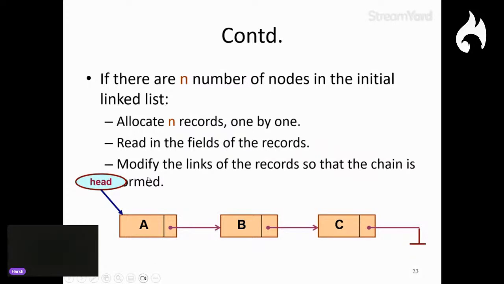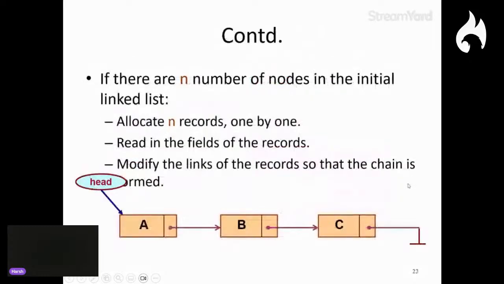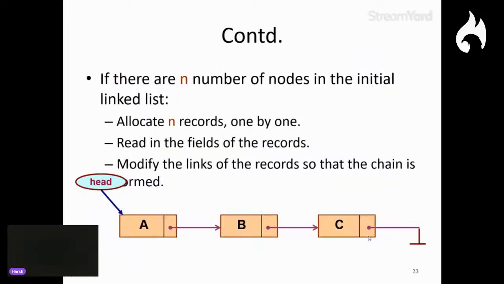Suppose we call this complete node A. A will allocate a node B with new memory, and A will be pointing towards B. We will give data like roll number, name, and age to B's memory. And again, B's next will point towards C. We'll give the name, age, and roll number for another student C. If there are only three students, C will point to null. This way we can have a complete list of all the students.